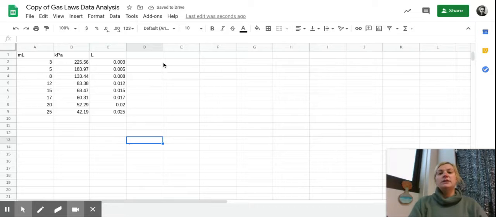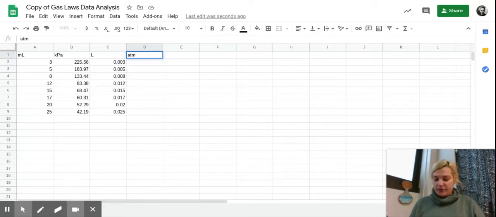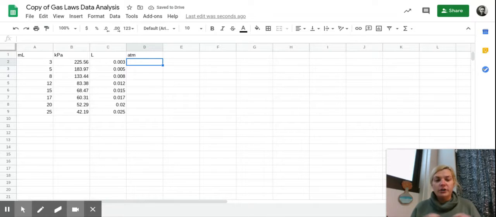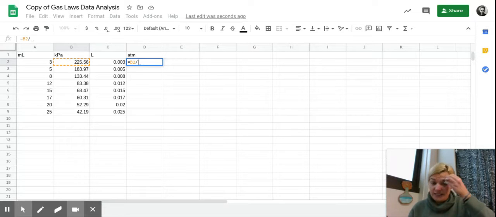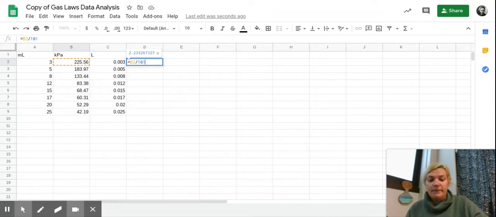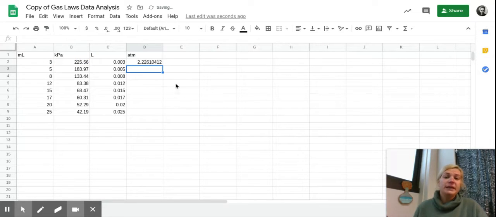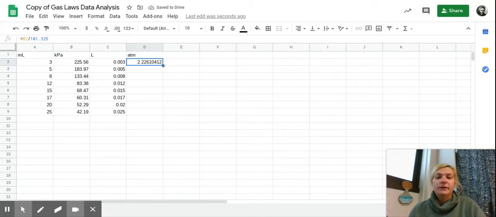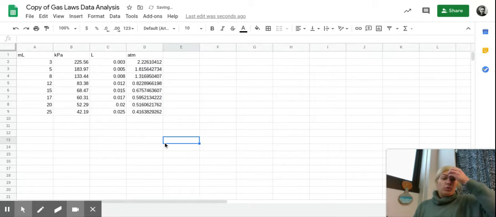Okay. So that's liters. The next thing I'm going to convert to is atmospheres. So for every 1 atmosphere, we have 101.325 kilopascals. So I'm going to say equals kilopascals divided by, because I need to get to atmospheres, 101.325. Enter. I'm going to do the same thing, right? I'm going to click here and pull it all the way down. Okay, cool. So now I have my first graph that I can create.